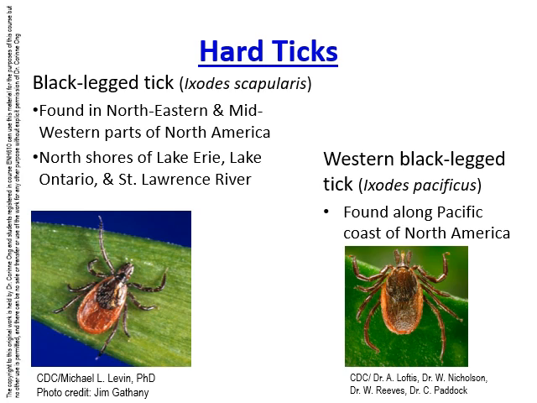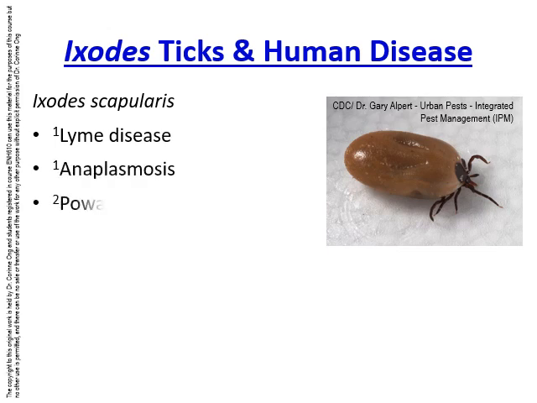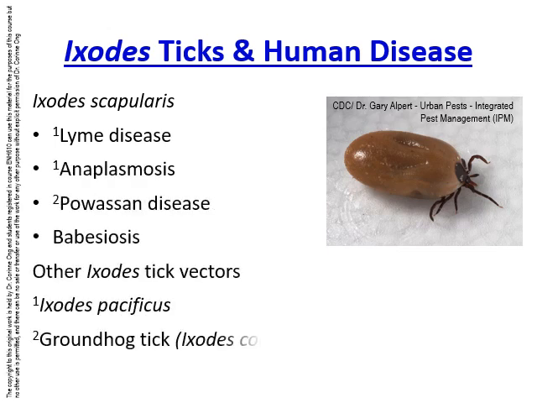Ixodes scapularis is found in northeastern and midwestern parts of North America, mainly on the north shores of Lake Erie, Lake Ontario, and the St. Lawrence River. Ixodes pacificus, the western black-legged tick, is found along the Pacific coast. Both Ixodes scapularis and Ixodes pacificus can transmit Lyme disease and another tick-borne disease called anaplasmosis, which is a rickettsial disease that affects the white blood cells, the granulocytes.